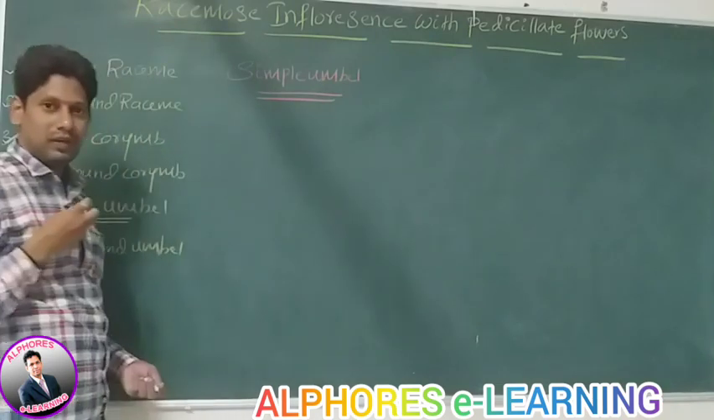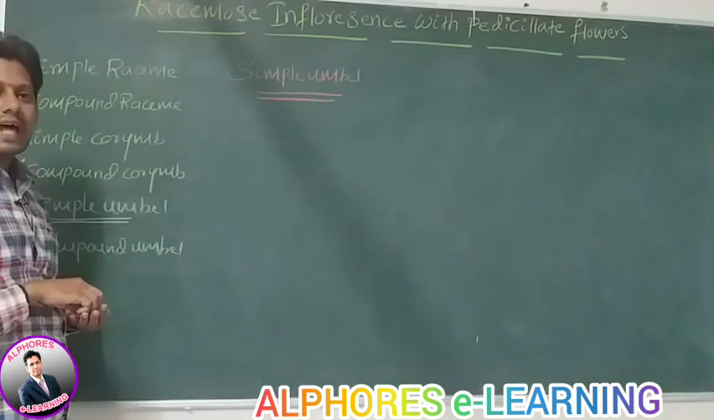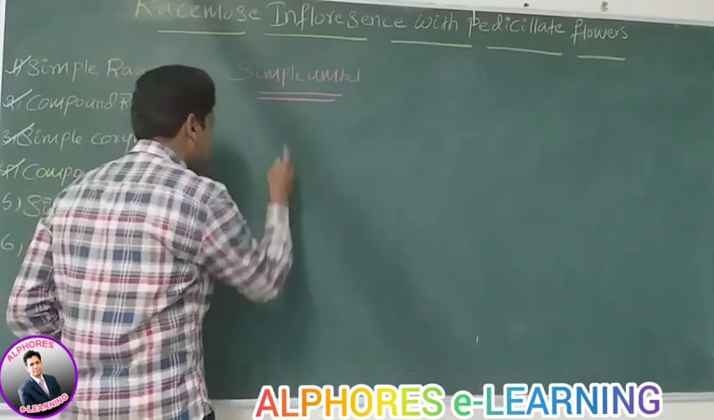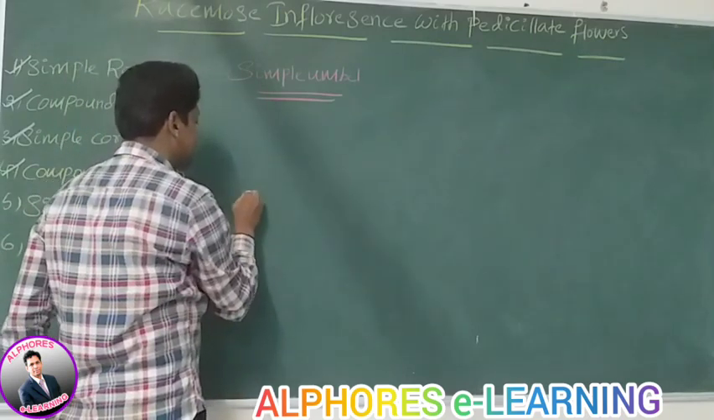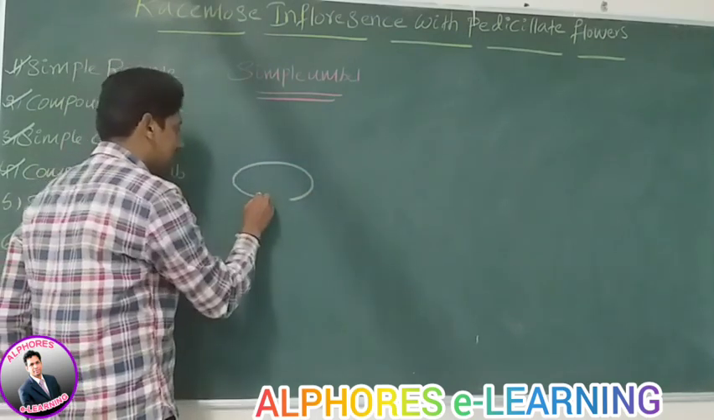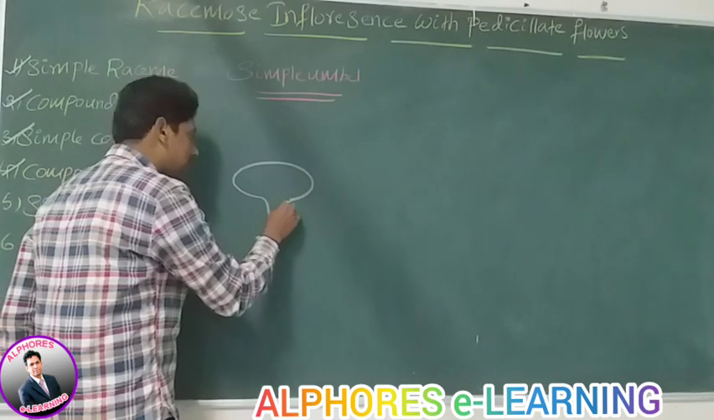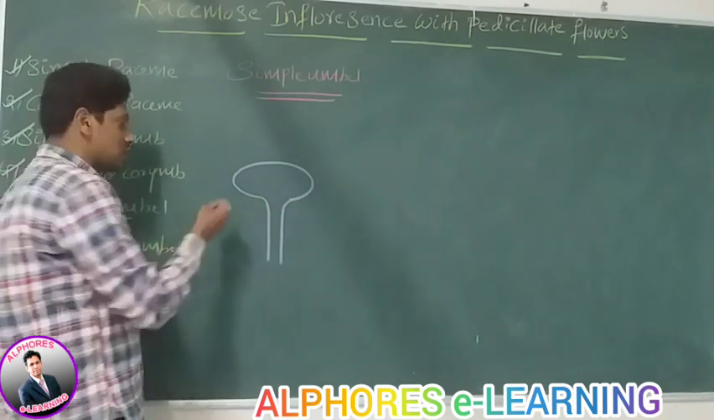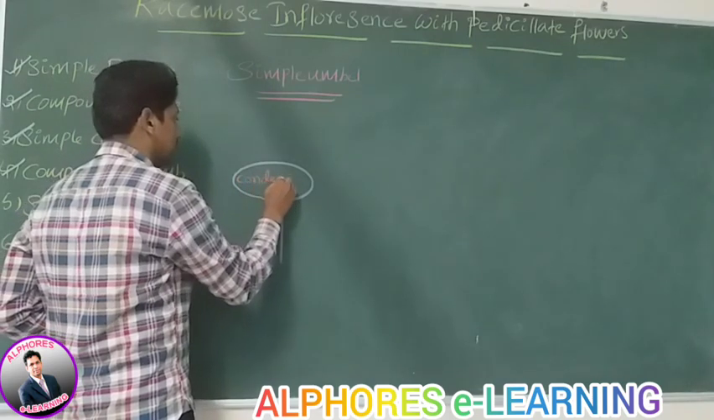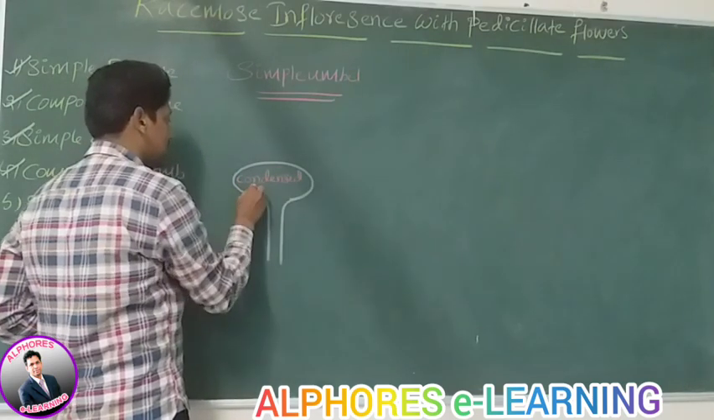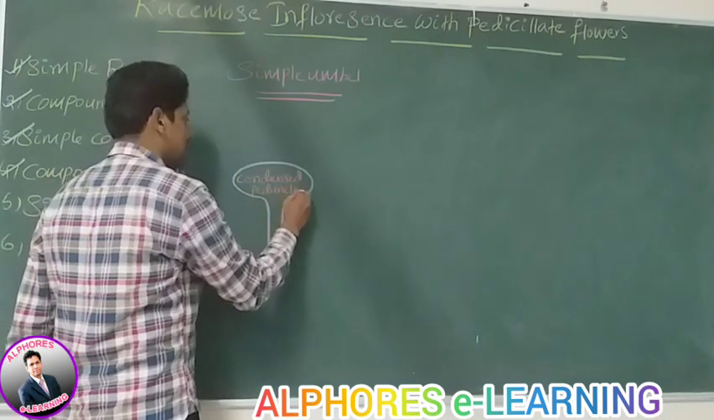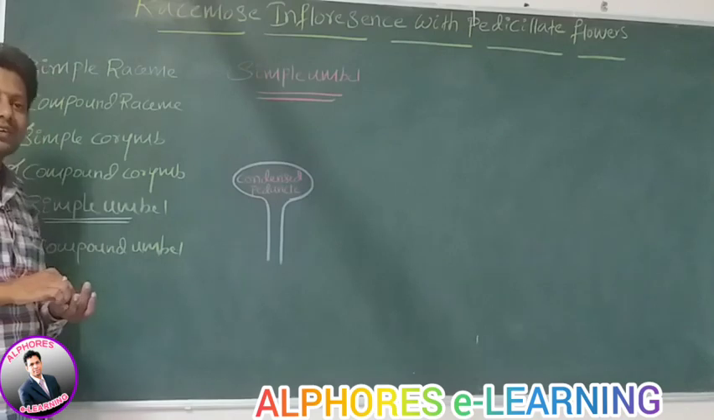Now see, in the diagram, first we have to draw the peduncle. In simple umbel inflorescence, the tip of the peduncle is condensed. What is condensed? The tip of the peduncle is condensed. So I am calling this one a condensed peduncle. Okay, now see here.